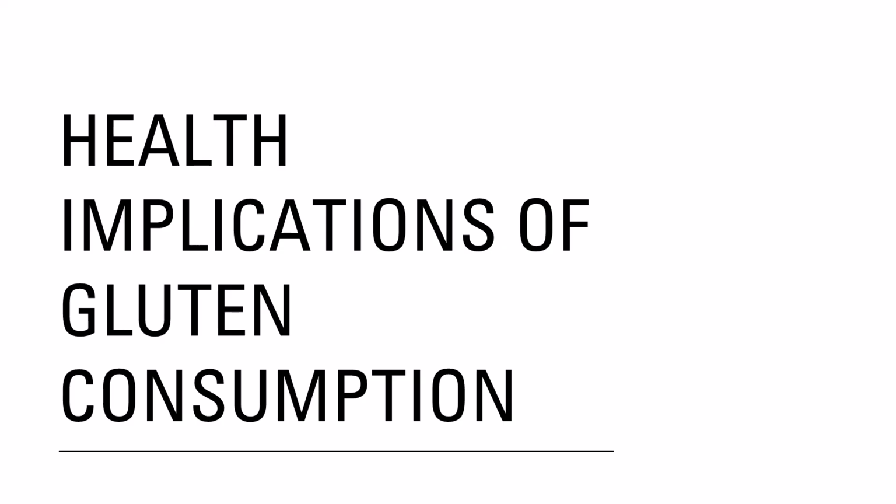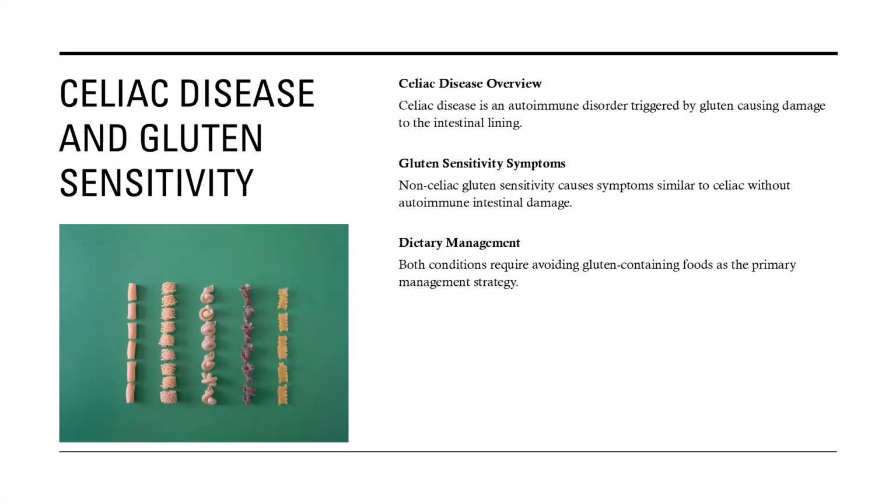Section 3. Health implications of gluten consumption. Celiac disease and gluten sensitivity. Celiac disease is an autoimmune disorder triggered by gluten, damaging the intestinal lining. Gluten sensitivity, while not autoimmune, can cause similar symptoms. Both require dietary management through gluten avoidance.